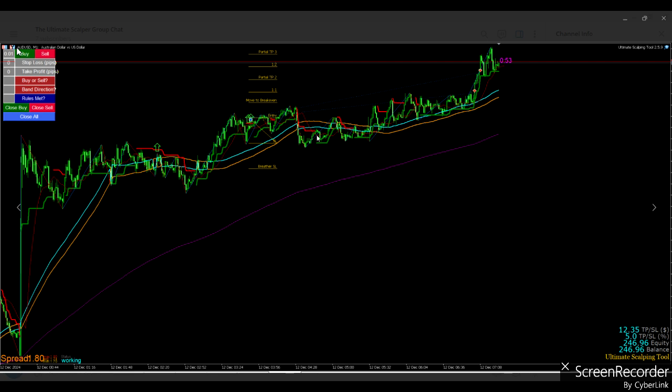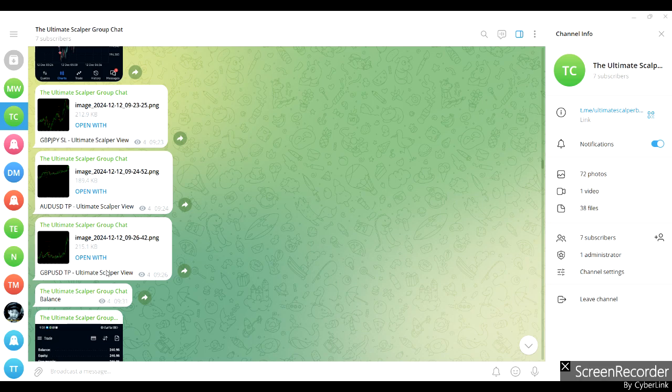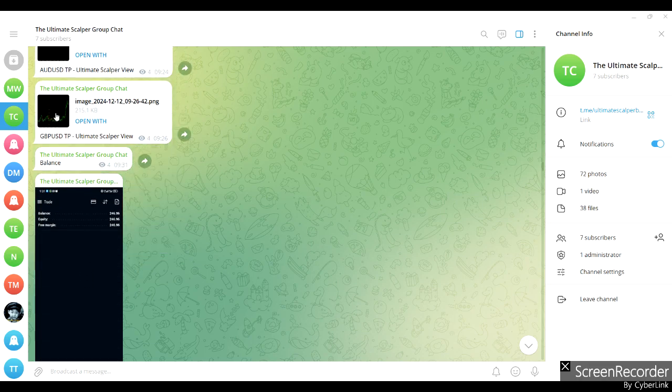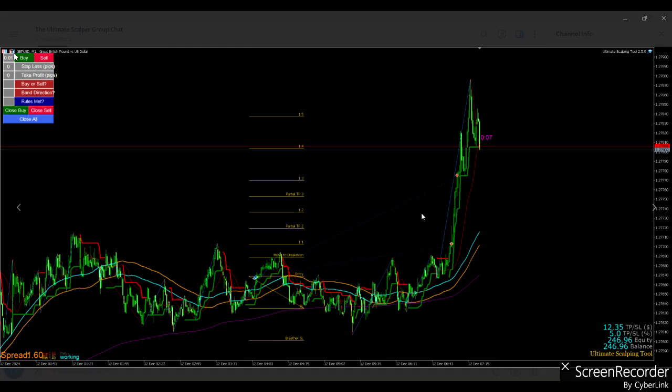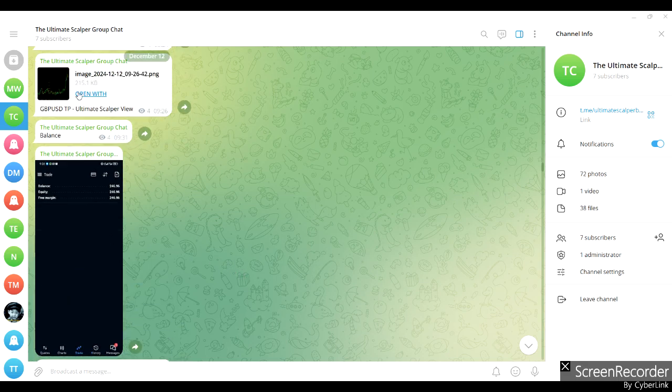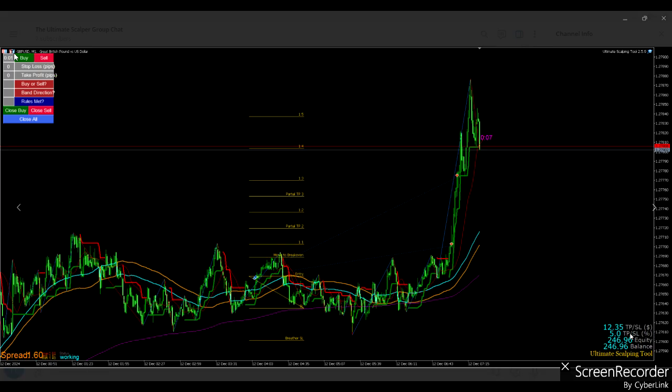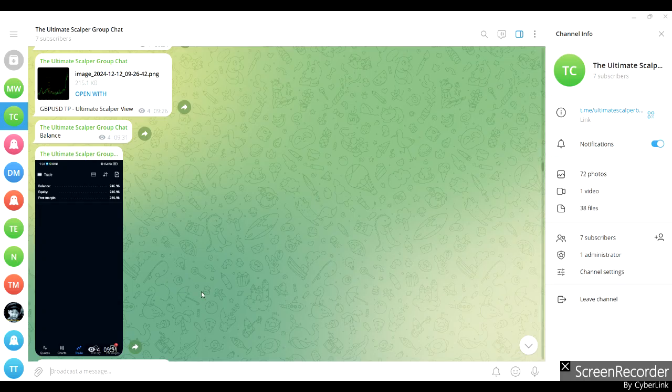And then this is how the TPs were looking on the computer as well. GBP USD, this is how it was looking. So it actually went to 1:5, but I closed off. My TP, I had set it at 1:3. So yeah, and as you can see, my account now had changed, it had grown to 46.